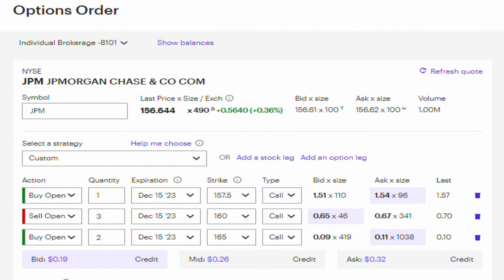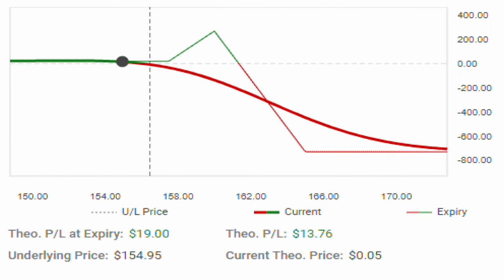Here we have JP Morgan Chase. This particular stock is currently stable and shouldn't rise much in the short term. This makes it an ideal candidate for a skip strike butterfly strategy. As you can see from the details I've entered here, the net of opening up this position is a credit of 26 cents.